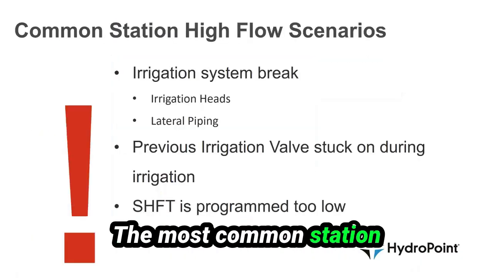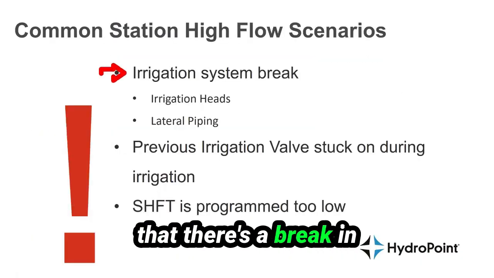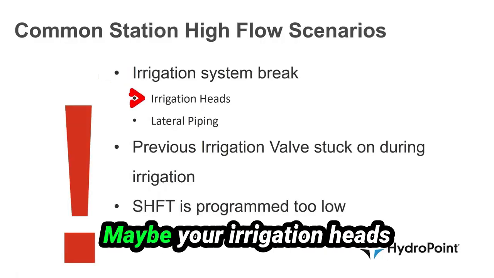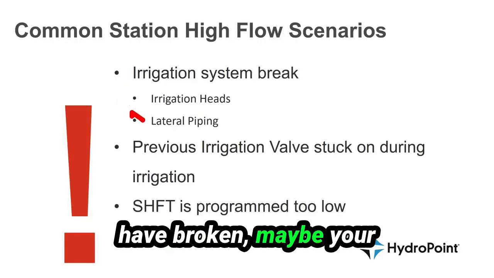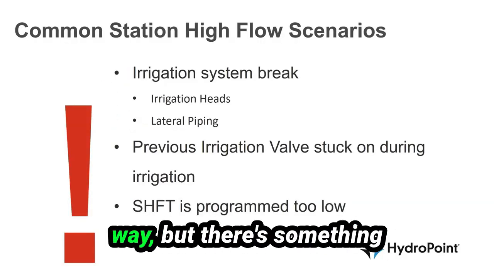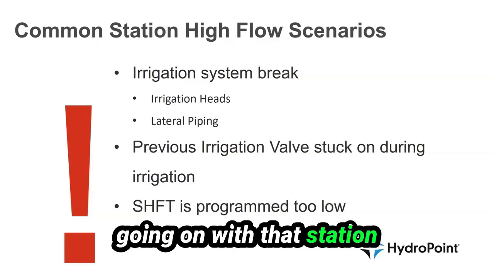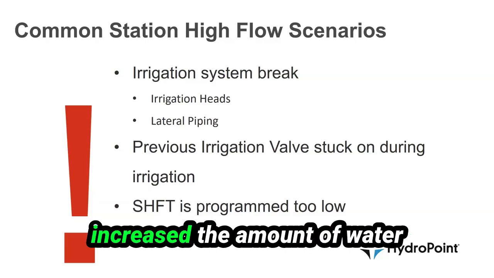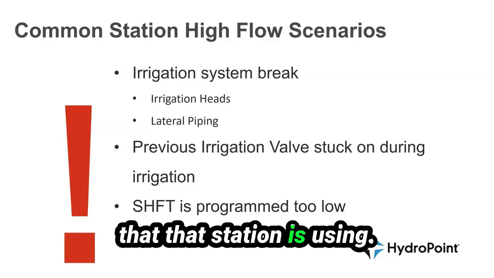The most common station high flow scenario is that there's a break in your irrigation system. Maybe your irrigation heads have broken. Maybe your lateral piping has given way. But there's something going on with that station that has driven up the measured flow value or increased the amount of water that station is using.